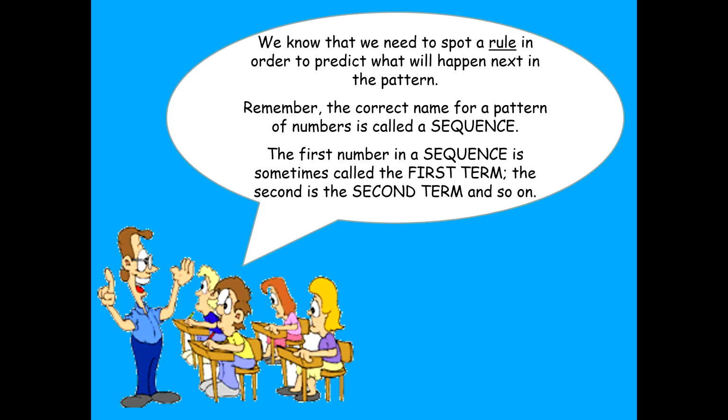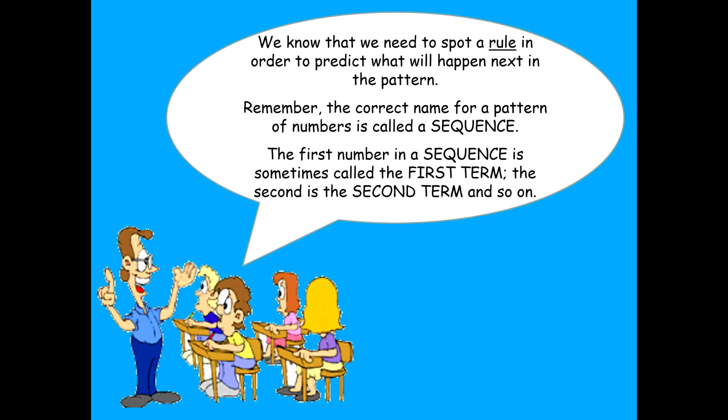We've looked at this word before, sequence. We've been using the terms number pattern. The correct way for finding a pattern of numbers, we call a sequence because it's one number after another. They do show a pattern, but they work in a sequence because they go one after another.